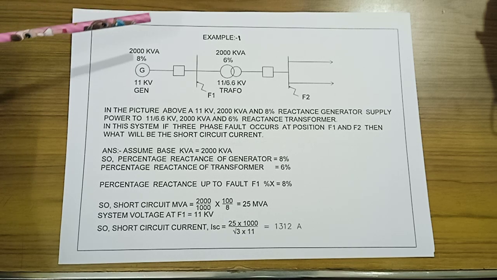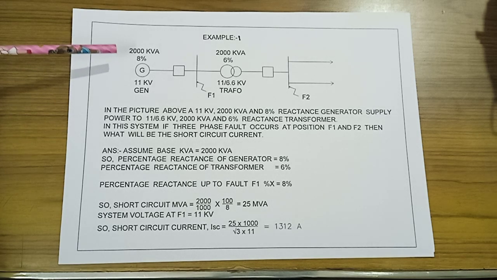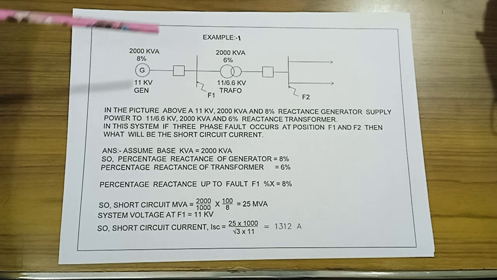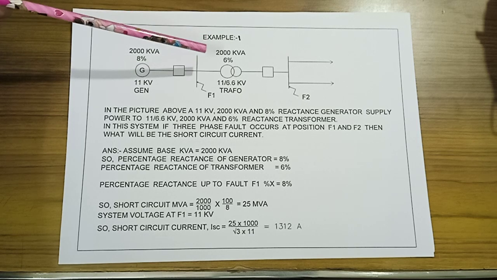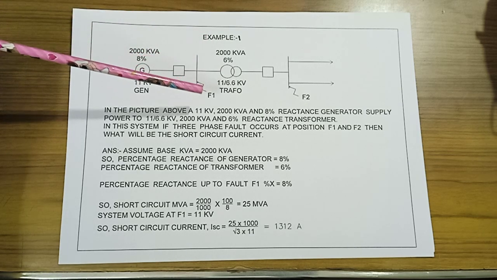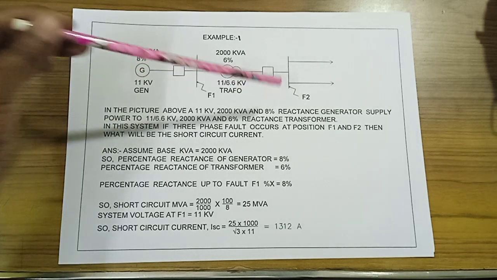Here is an example, example 1. Here is a generator, 2000 kVA, 8% percentage reactance of 11 kV generator, and here 2000 kVA 6% transformer, 11 by 6.6 kV transformer. Here the two fault points F1 and F2.